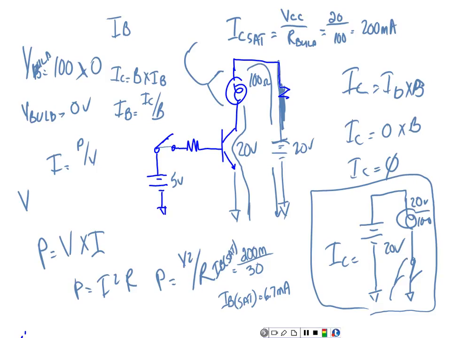Okay, so what size resistor would I use for RB? Let's see, Ohm's law says R is equal to V over I. So what V are we going to use? Now we're going to use 4.3, even though this situation, 5 would hurt, divided by 6.7 milliamps.